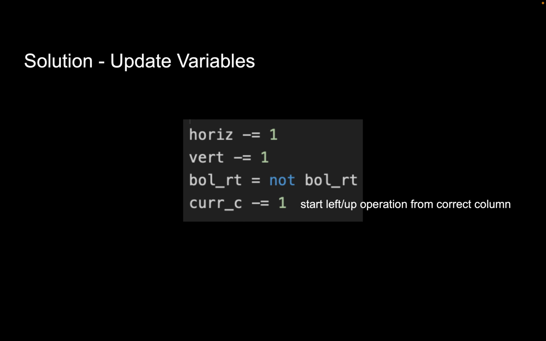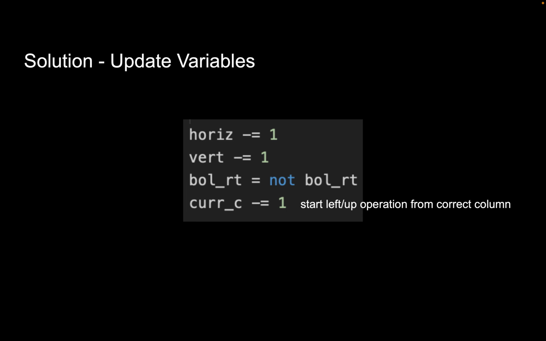And here is what we do to update our variables. We set horis minus equals 1 and vert minus equals 1, as explained during the previous table, on why after every compound movement, which is up down in this case, horis and vert minus equals 1. Also, we need to change boolean right to not boolean right, as we are now shifting from a right down operation to a left up operation.